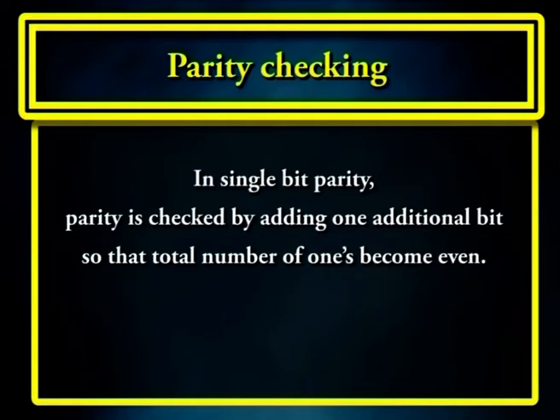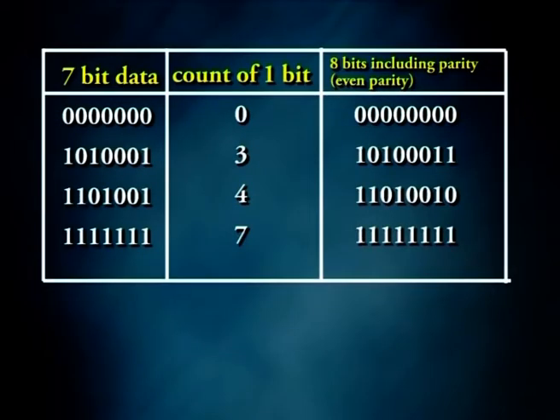In single bit parity checking, parity is checked by adding one additional bit so that the total number of ones becomes even. Please see the table for single bit parity checking. Here, the even parity method is used, in which the total number of ones is made even by adding one additional bit. Data word is the original data and code word is the transmitted data with parity bit.